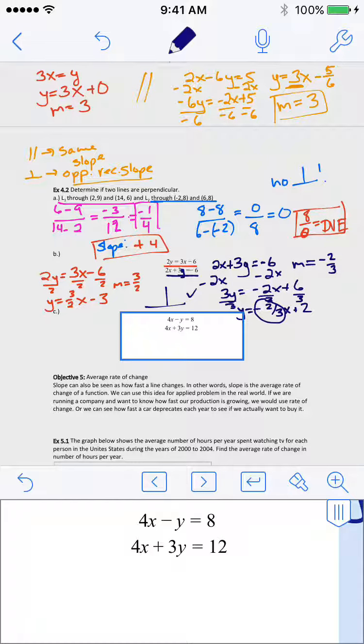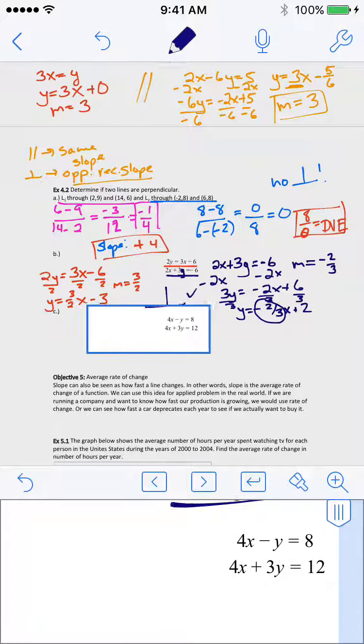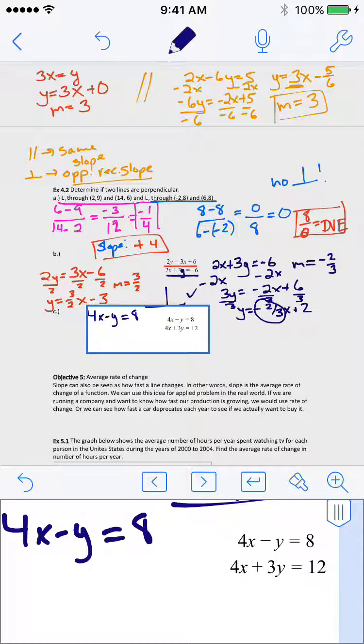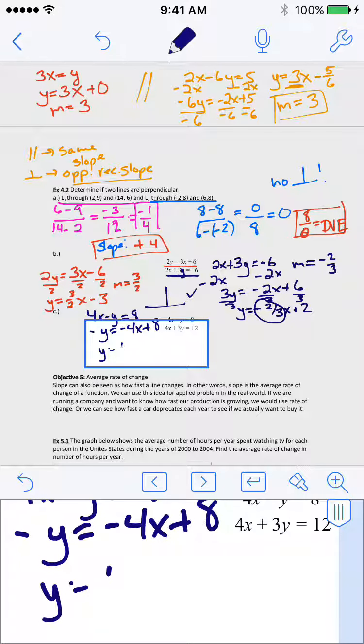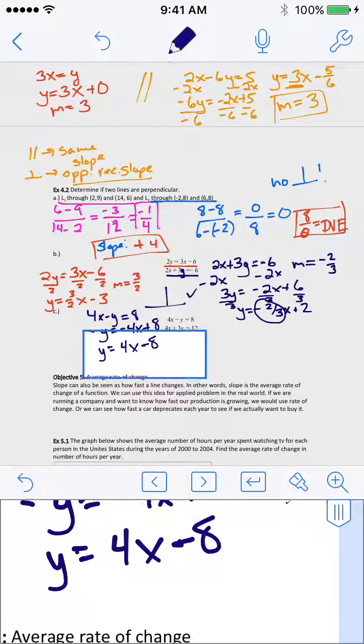Okay, I hope you had paused the video and actually computed this out yourself. I hope you guys talked about it as a class. But let's do it together right now. So I'm going to convert these real fast. 4x minus y equals 8. Subtract that. Get negative 4x plus 8. And y equals positive 4x minus 8 when you divide. So my slope for this first line is going to be a 4.